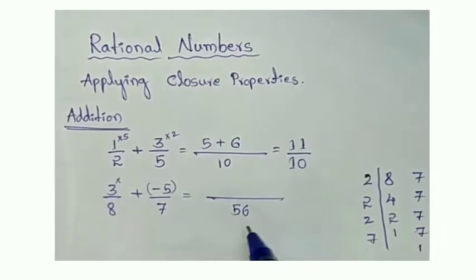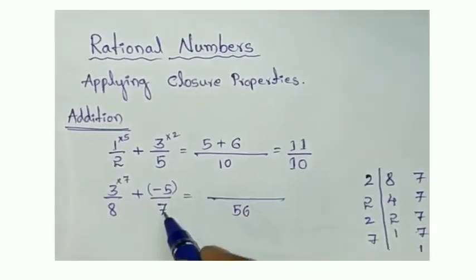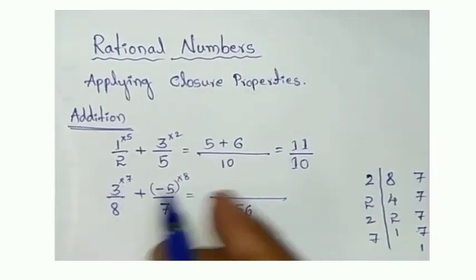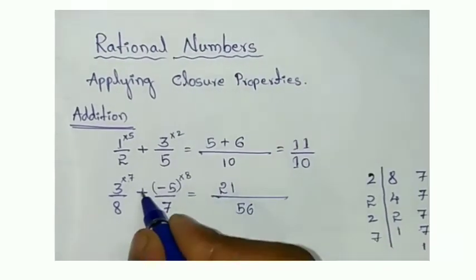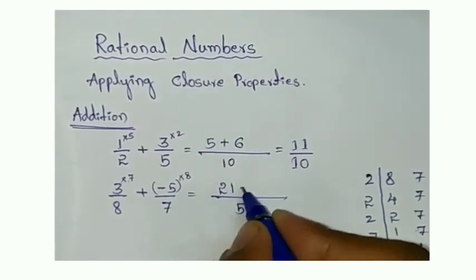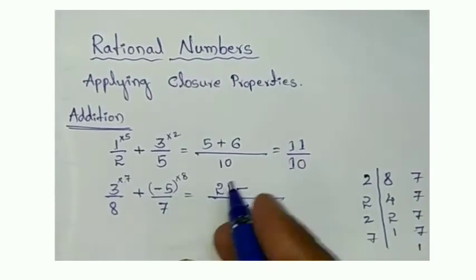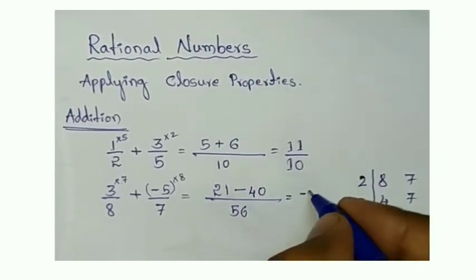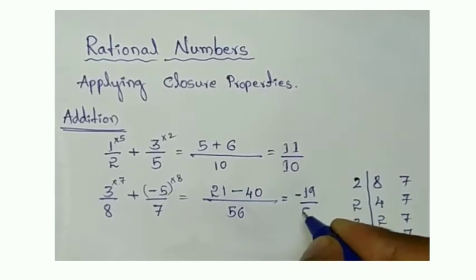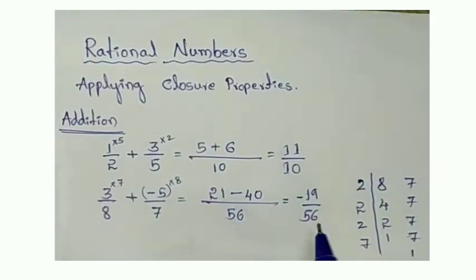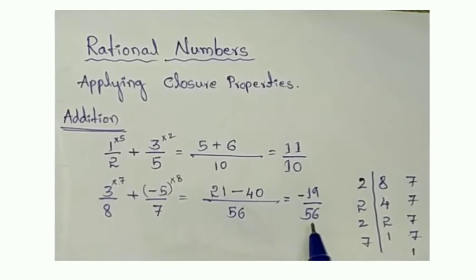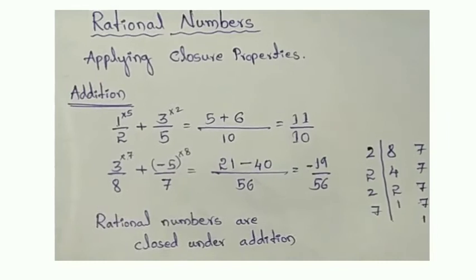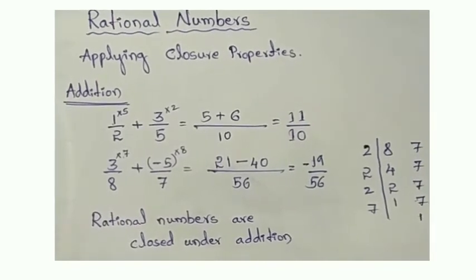8 how much is 56? 8 7s are 56. 7 how much is 56? 7 8s are 56. 3 7s are 21. Here plus is there, here minus is there, so plus into minus is minus. So 5 8s are 40. So here you will get minus 19 by 56, which is also a rational number. That's why rational numbers are closed under addition. Now going to the subtraction.